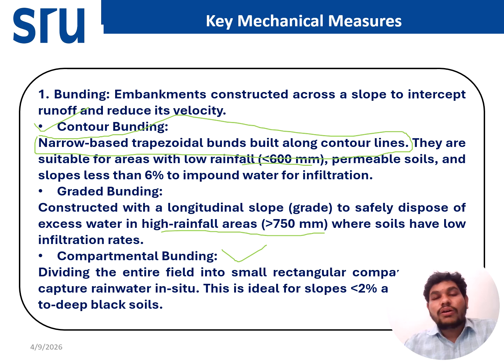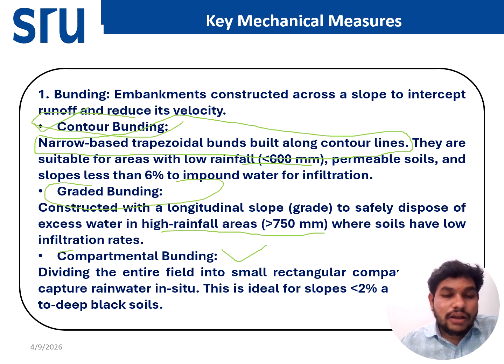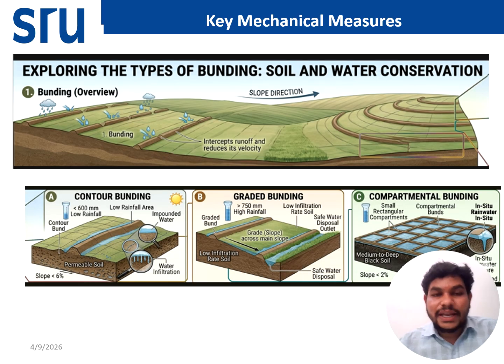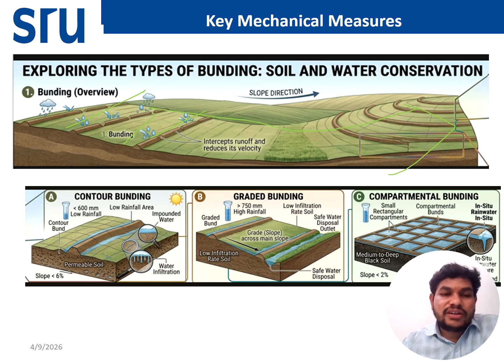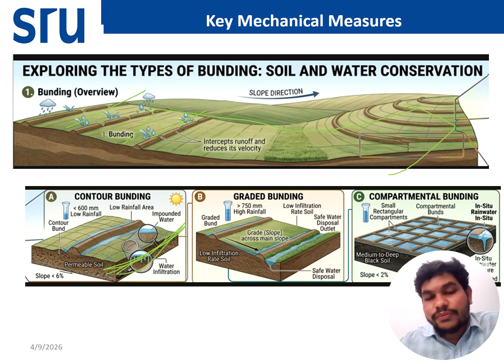In graded bunding we also follow many bunds in the field. In contour bunding, bunds are only along the borders. Here in the middle of the field, the compartment number will increase like this. If that is the slope direction, we construct the bunds across the slope to reduce the velocity and runoff, so as to increase infiltration in the soil. Contour bunding is done at the border of the field. Graded bunding is done at the start, middle, or end of the field. In compartment bunding, small rectangular compartments are made like that, so water infiltration will occur more.